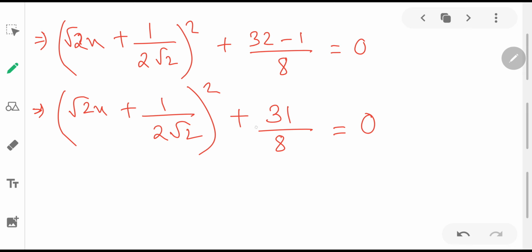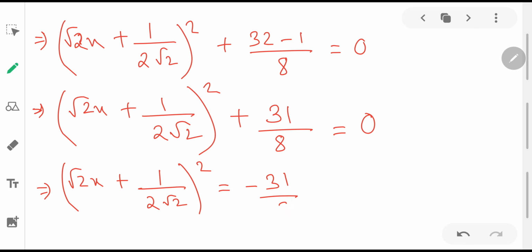See, here we have got plus, so let's take it to the other side, because here we cannot apply the formula a square minus b square. So (root 2 x plus 1 by 2 root 2) whole square equals minus 31 by 8.